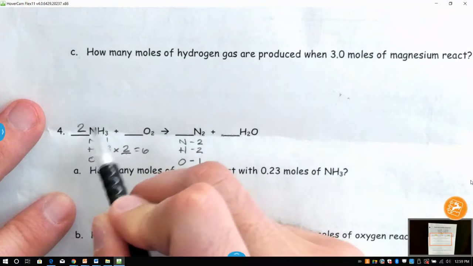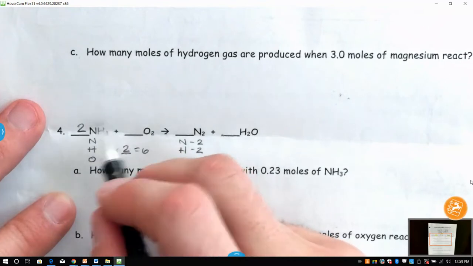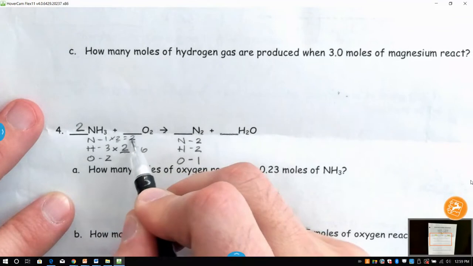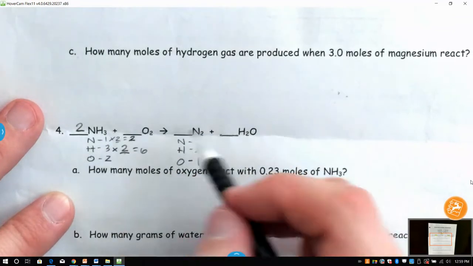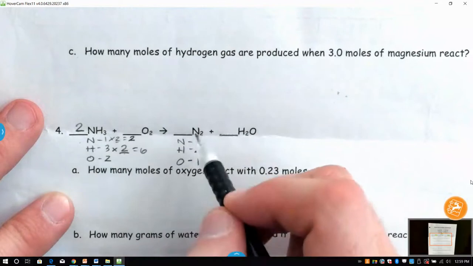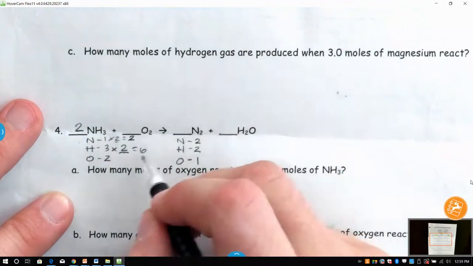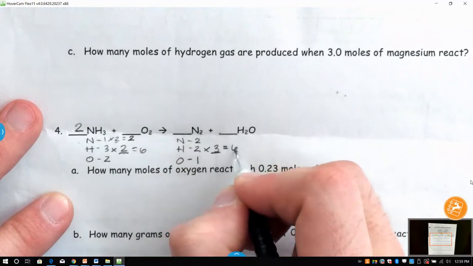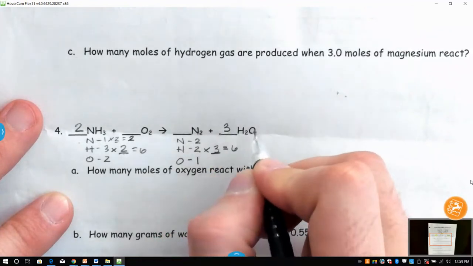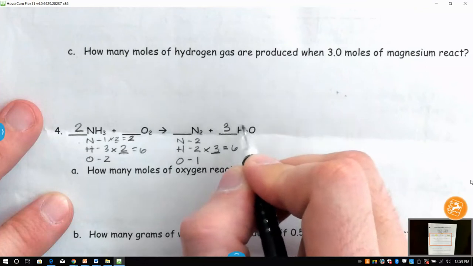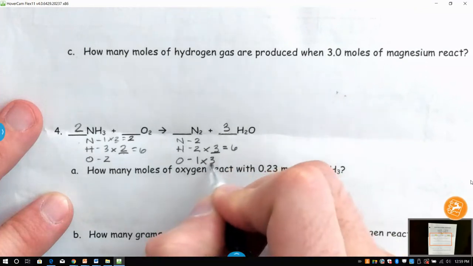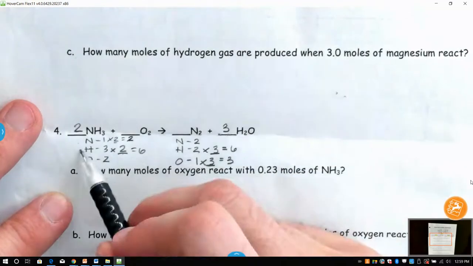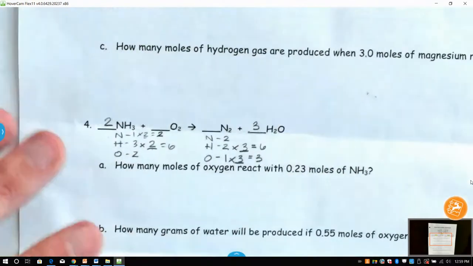The coefficient applies to the whole compound in front of it or behind it. So 2 times the 1 here, it's going to give me 2 nitrogen. Okay, so right now that works because the nitrogens are balanced now, 2 and 2. Hydrogen's up. Well, if this is going to be a 6, we have to multiply this by a 3. So what we multiply, that becomes our coefficient. The 3 now applies to not just the H, but the O. So nitrogens are balanced, hydrogens are balanced, oxygens are not.